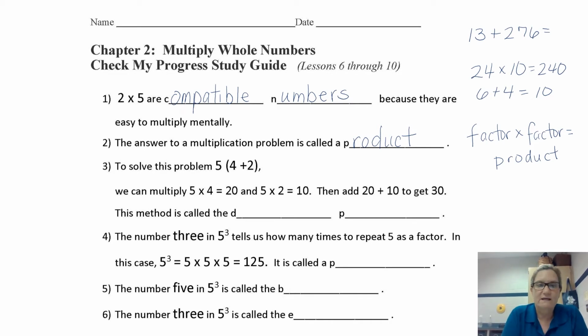All right, number 3. To solve this problem, 5 times the sum of 4 plus 2, we can multiply 5 times 4, which equals 20, and 5 times 2, which equals 10, and then add 20 plus 10 to get 30. This method is called the distributive property.